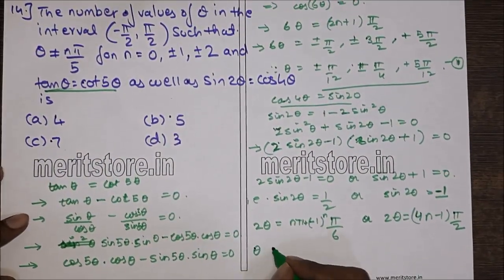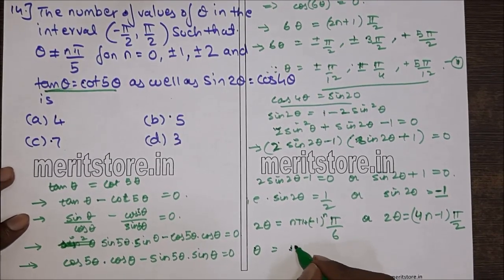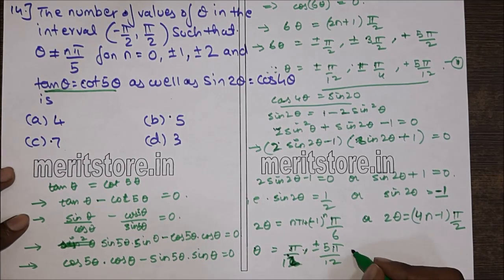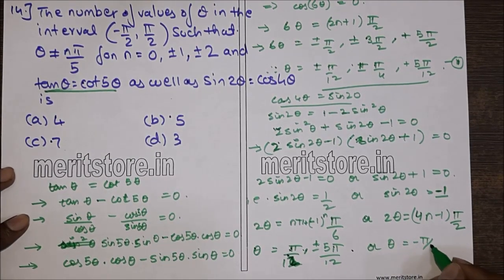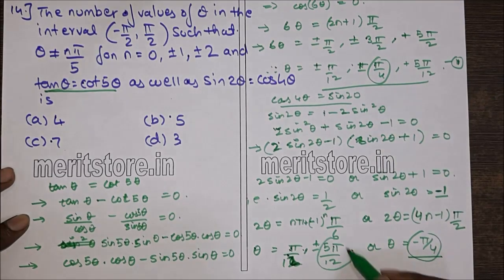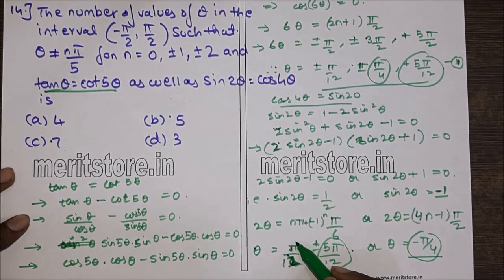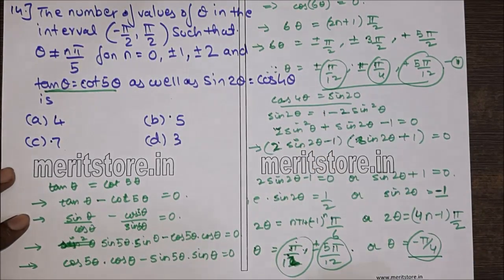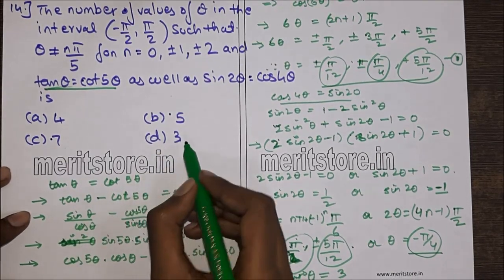So θ will be, substituting various values of n, we get values of θ as π/12, 5π/12, or θ = −π/4. So here the terms which are common are −π/4, 5π/12 and π/12. So the number of values which are common for θ are −π/4, 5π/12 and π/12. So the number of values are 3. So the answer is D, 3.